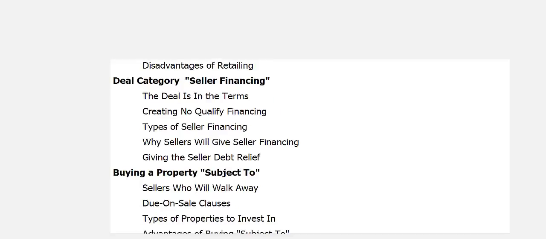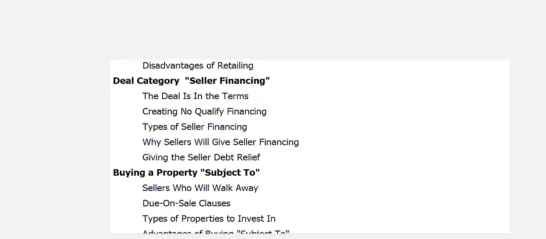Then we get into seller financing, and this has got to do, like I said, with subject to and lease options and so forth. It's got to do with the deal is in the terms, creating no qualified financing. Types of seller financing. Why sellers will give seller financing. Giving the seller debt relief. Buying a property subject to existing financing. Sellers who will walk away.